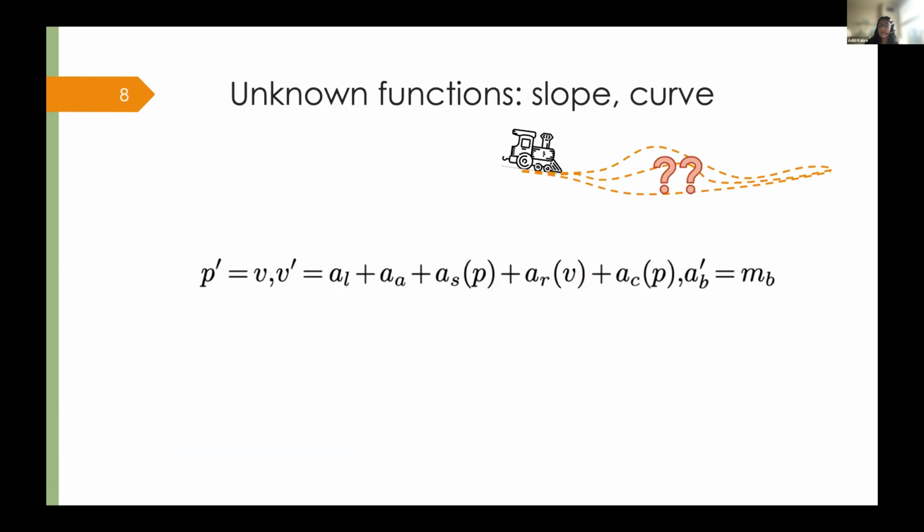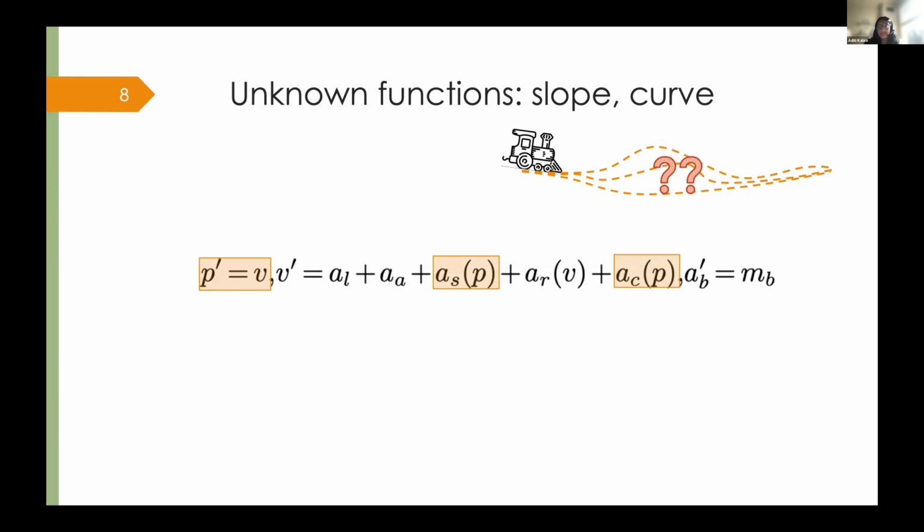Now, I'll talk about how we dealt with effects that were unknown at proof time, the exact slope and curvature of the track. When designing the controller, we need to predict a provable upper bound on position p after one control cycle. And to derive this bound, we require a bound on velocity. In order to bound velocity, we need to deal with these unknown functions, the effect of slope and of curve.